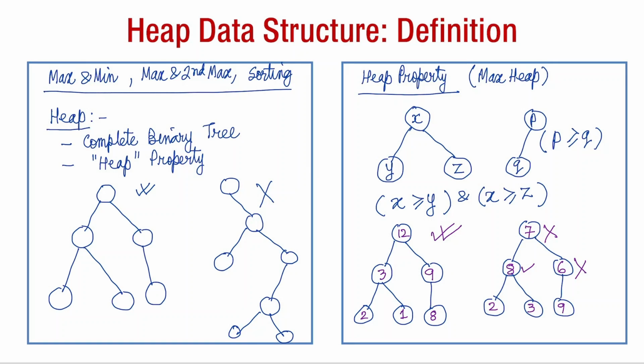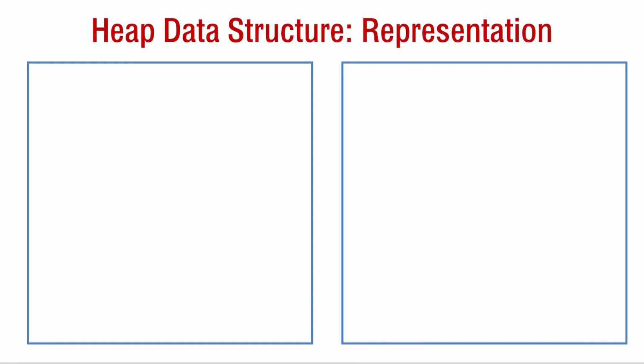The advantage of a heap is its implementation and its representation. We shall see that now. The advantage of a heap is that this complete binary tree can be implemented by a simple array. Let us take an example. Suppose I have a heap like this.